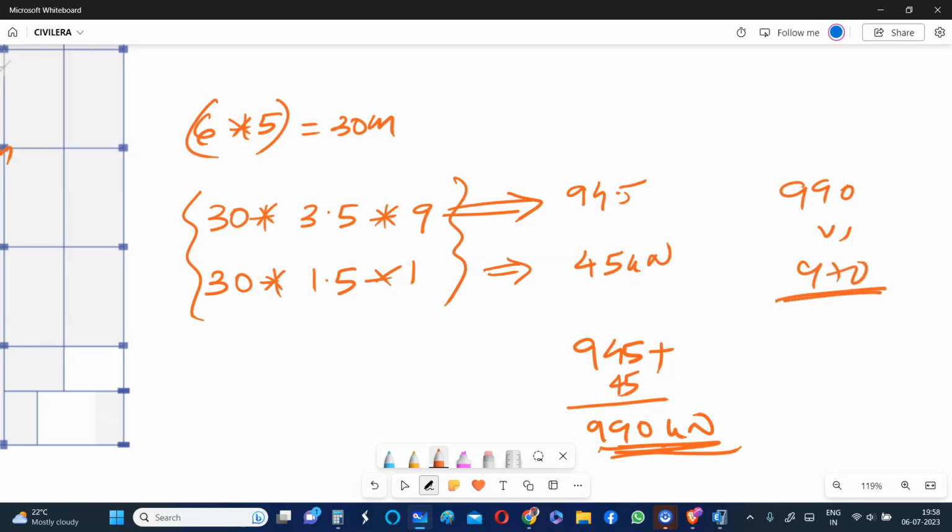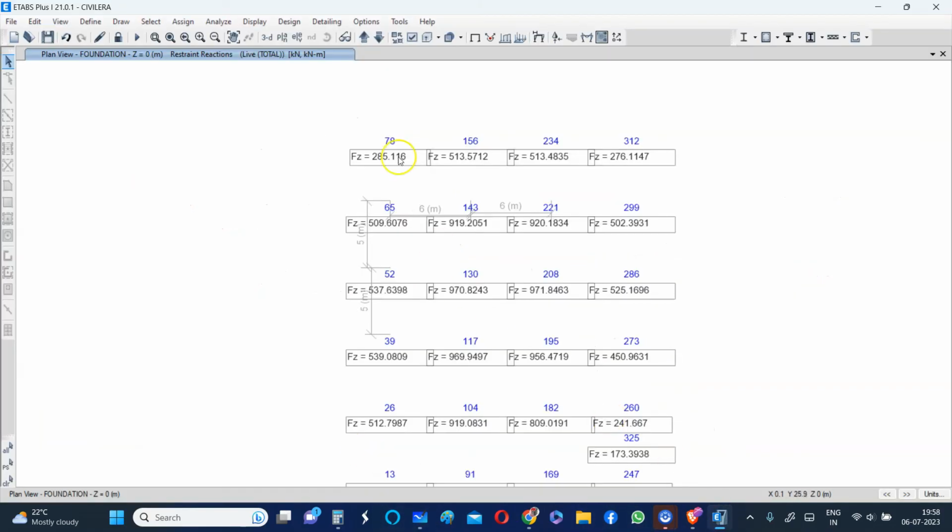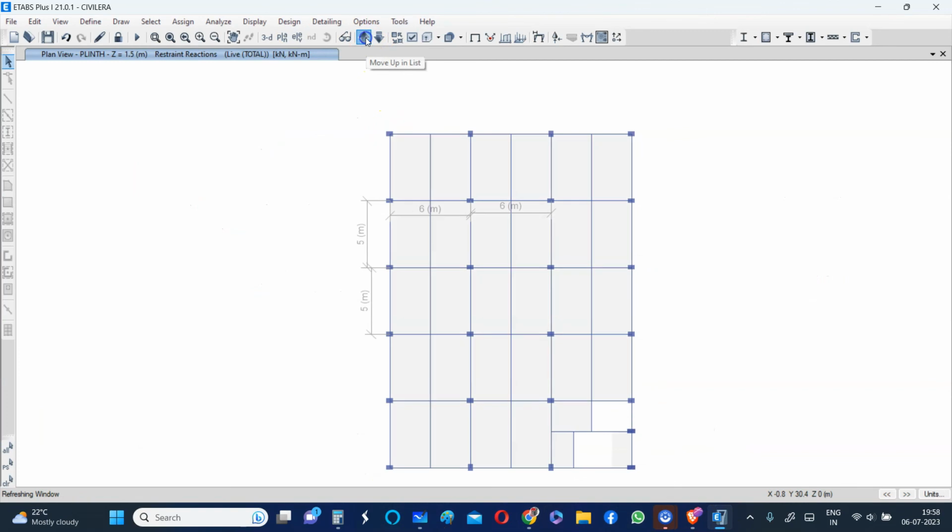It's a very minor difference, which is expected because when you do the analysis in the software, the exact load flows based on the stiffness. So there can be a minor difference here and there. That's not a problem. Only if there is a huge variation, then that's a problem. By doing this, you are validating that your support reactions are matching, which also means that there is no loss of load and probably your modeling is all fine with respect to the gravity loads.